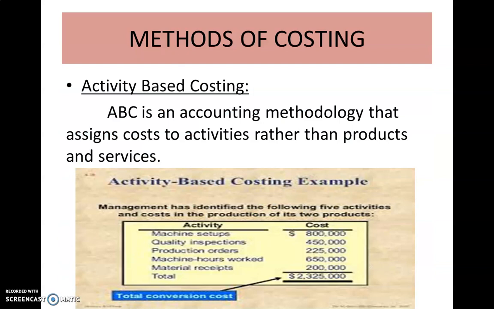Next one is called activity based costing. ABC is an accounting methodology that assigns cost to activities rather than products, and the distinct feature of ABC is its focus on activities as the fundamental cost objective. The ABC approach gives importance to activities, because in the traditional accounting system we used to give importance to the elements of cost like material and labor, but under ABC we give importance to the activities.